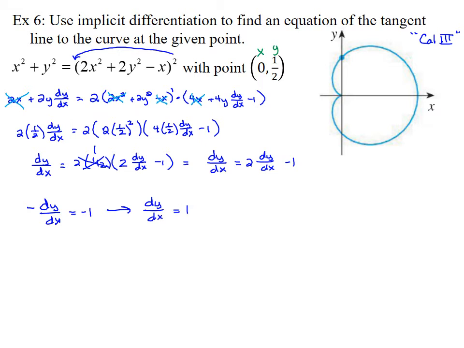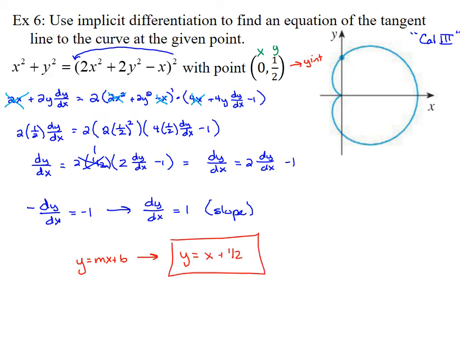You get dy/dx is 1, and remember that, since we plugged our x and y in, that is the slope of your tangent line. And even better, since (0, 1/2) is a y-intercept, you can jump straight to the form y equals mx plus b. So your final answer is y equals x plus 1/2. If I were to visually draw this, it looks something like that. That is the equation of your tangent line at that particular point. Very good.